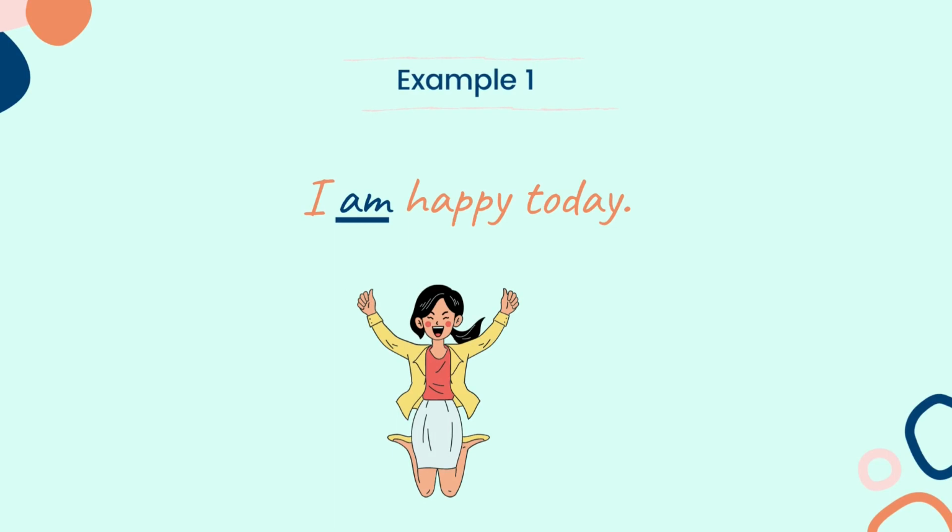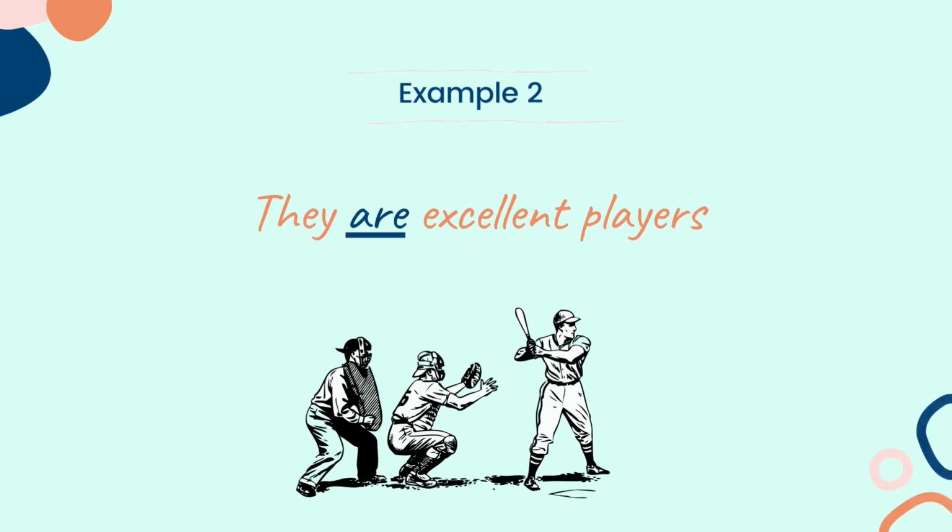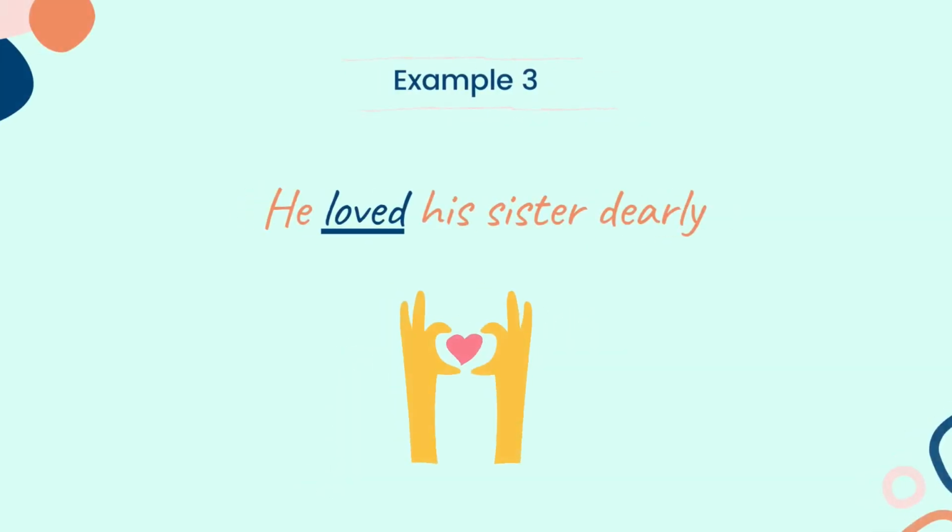I am happy today. Here, the verb am represents my current state. So, it's a stative verb. They are excellent players. Here, the verb are represents the current state of players. So, it's a stative verb. He loved his sister dearly. Here, the verb loved represents the state of him for his sister. So, it's a stative verb. So, this was all about stative verbs. I hope now you will be able to understand what are action verb and stative verb.